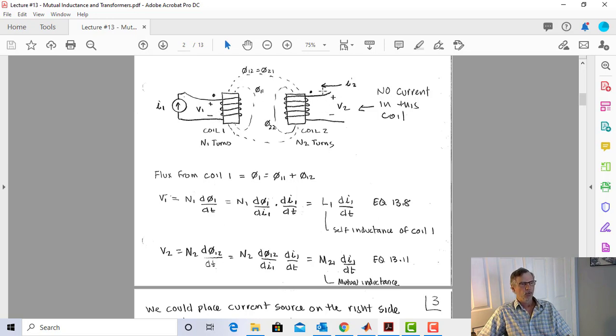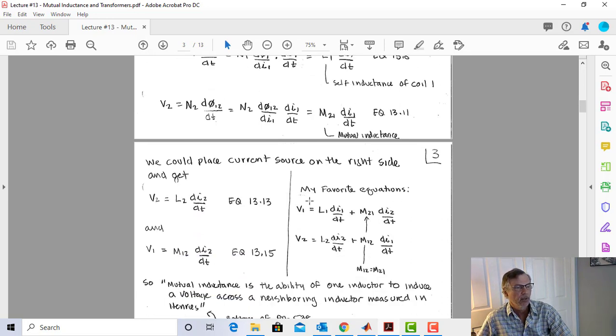We said that we couldn't have a load on the other side because things would get too complicated. So we need some housekeeping. We need some nice, concise equations to describe all this hand waving that we just went through. These are my favorite equations for these. V1 equals L1 di1/dt plus M21 di2/dt. V2 is equal to L2 di2/dt plus M12 di1/dt. These equations sum up all the hand waving that I just went through.